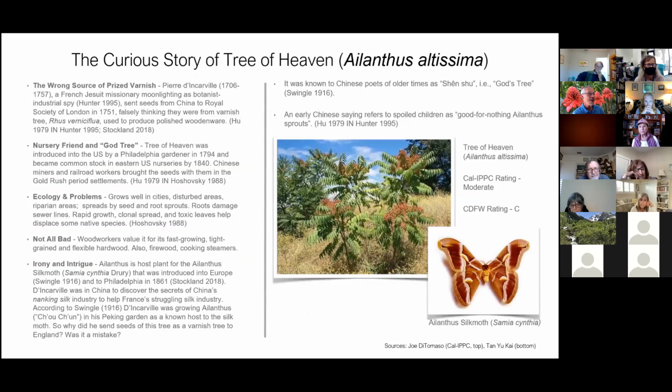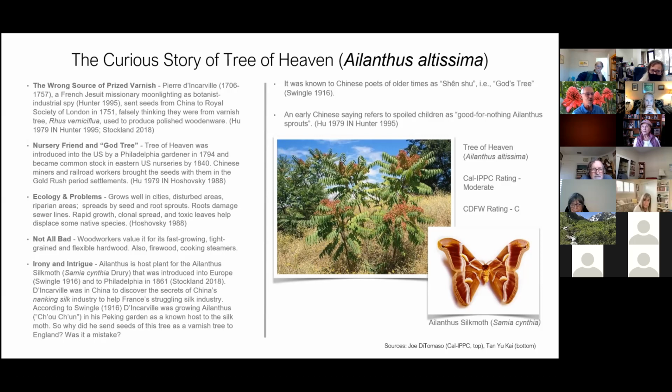So here's a curious story. Tree of Heaven was brought into the United States. First, it was brought from China to Europe. The way it was brought was by this gentleman, I don't know if it's a gentleman, he was a botanist industrial spy, Pierre de Carville. In the mid-1700s, he went to China, to Peking, and he was a French Jesuit missionary moonlighting as a botanist industrial spy.